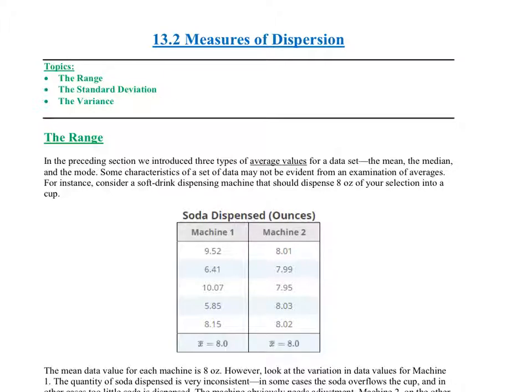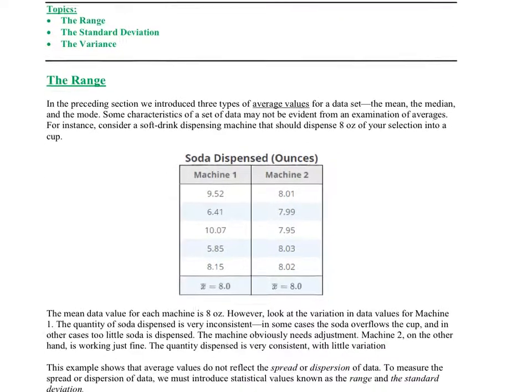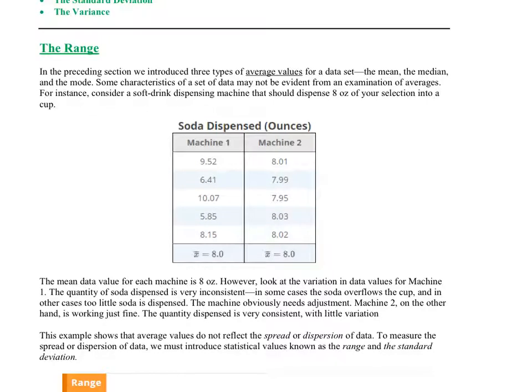So it says in the previous section we introduced three types of average values for a data set: the mean, the median, and the mode. Some characteristics of a set of data may not be evident from an examination of averages. For instance, consider a soft drink dispensing machine that should dispense 8 ounces of your selection into a cup. So imagine you have an 8-ounce coffee cup, okay? So 8 ounces is 1 cup. So what do you want? You want that coffee machine to give you 8 ounces of coffee. Okay, if you get less than that, you feel shorted, and if you get more than that, it overflows. So you need the accuracy of this drink machine.